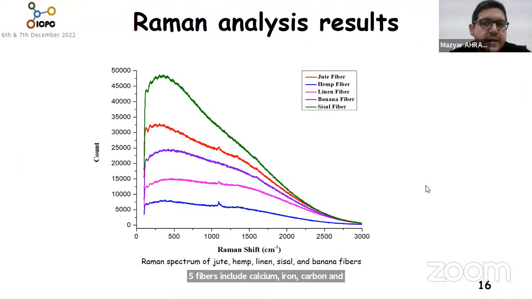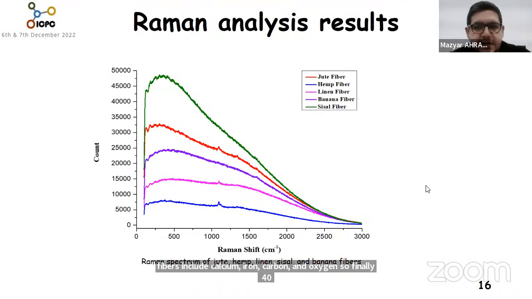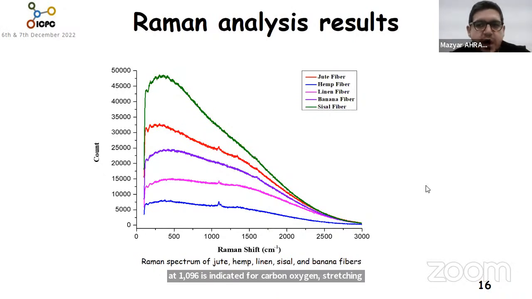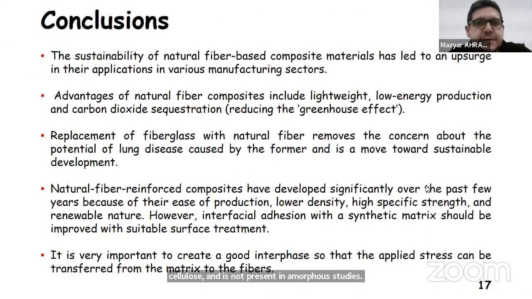So finally, for the Raman analysis results, we can see that the major peak at 1,096 is indicated for the carbon-oxygen stretching mode of cellulose, but the peak at 380 is only associated with crystalline cellulose and is not present in amorphous cellulose. So in order to sum up and conclude, I have to say that the sustainability of natural fiber-based composite materials has led to an upsurge in their application in various manufacturing sectors. Advantages of natural fiber composites include lightweight, low energy production, and also carbon dioxide sequestration, which means reducing the greenhouse effect, which is very important.